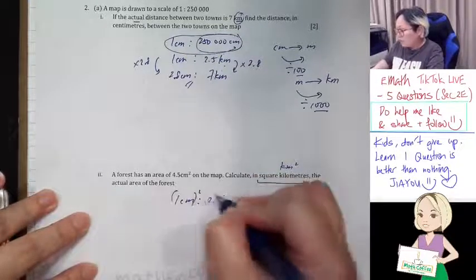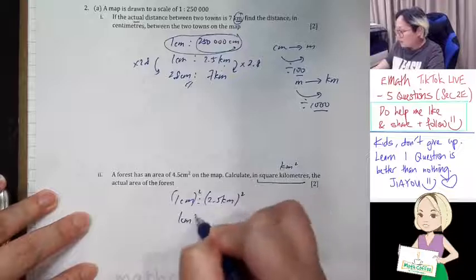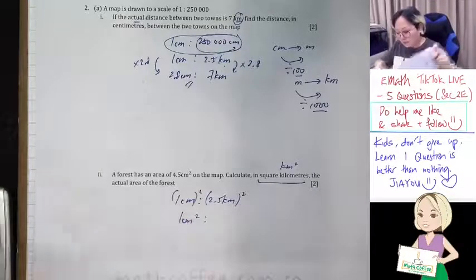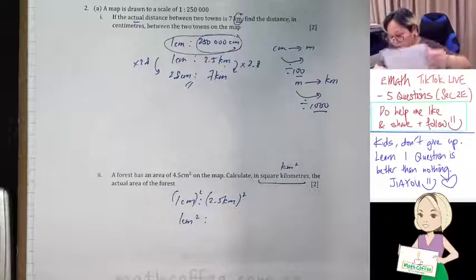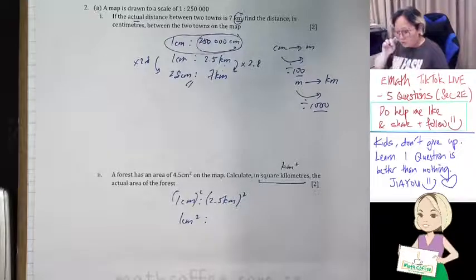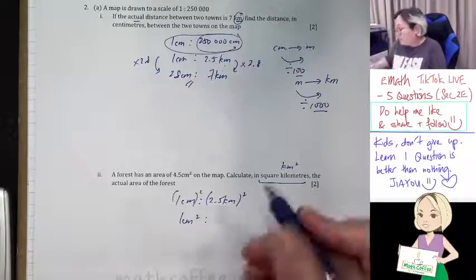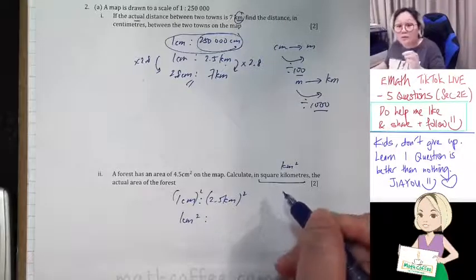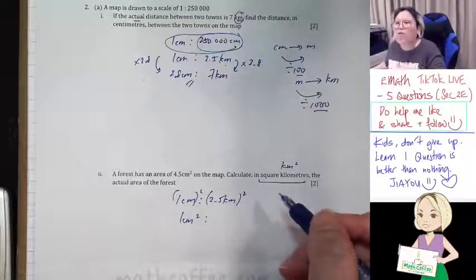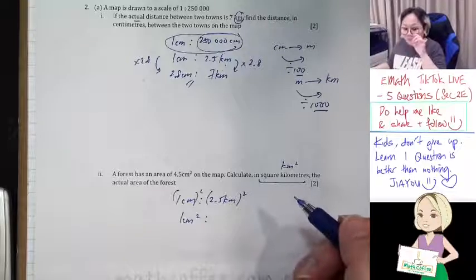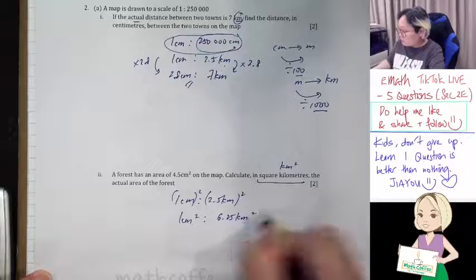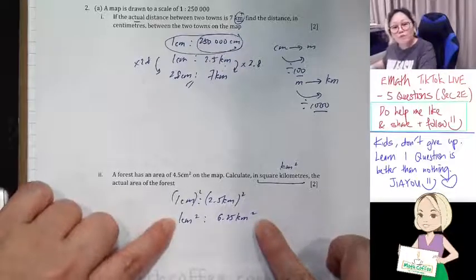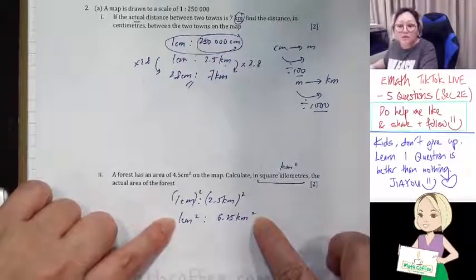When you square both sides, you get 1 cm square represents... Yes, correct. If you have so many zeros, it's very difficult for you to handle. You also spend time writing the zeros. And what if you write one extra zero, or one less zero? After I square both sides, this side is 6.25 km square. So this scale is for the area scale.